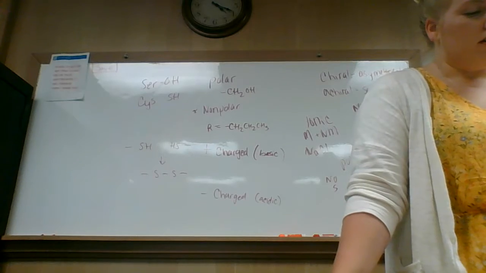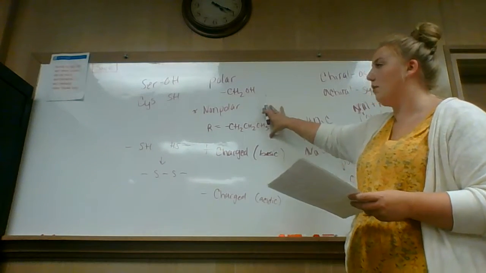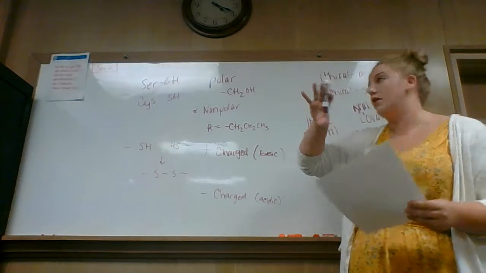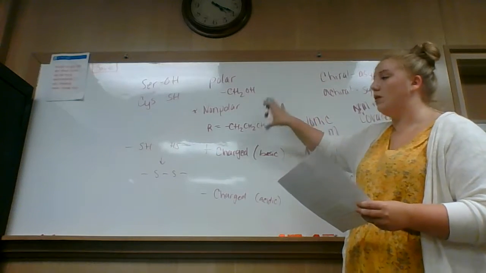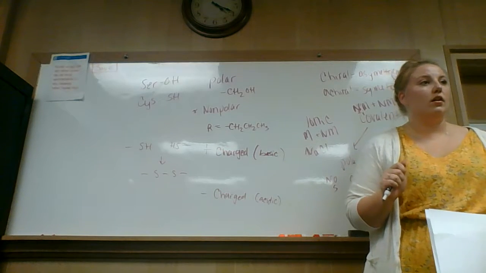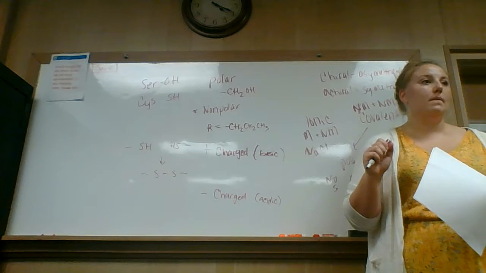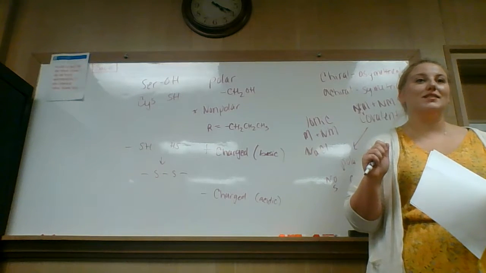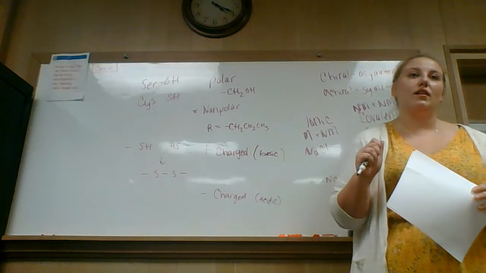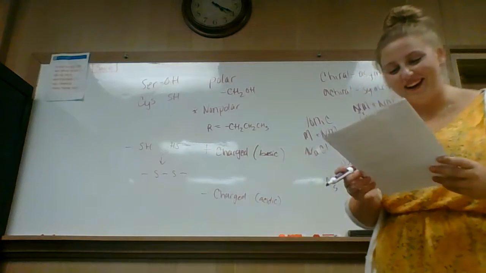Okay. So we talked about these four different groups. So nonpolar, when we're talking about tertiary structure, where do nonpolar amino acids like to be in the protein? On the inside or on the outside? Inside, good, exactly. So that would be polar on the outside, very good.